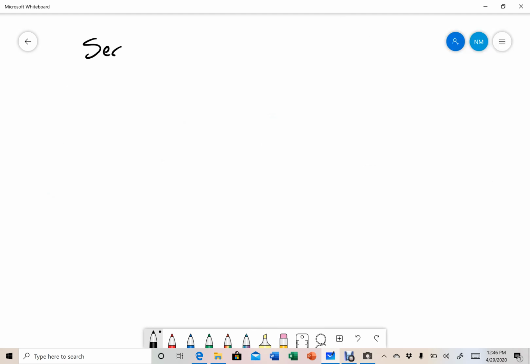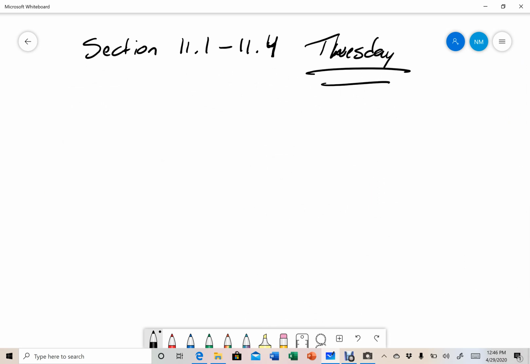This is over sections 11.1 to 11.4. We're going to take this Tuesday, tomorrow. Okay? Unless you get a hold of me and need something re-explained, and I feel we should postpone it, then we will. But for right now, we're scheduling it for Tuesday. And this would be Tuesday the 5th, May 5th, okay, is when we would take that.